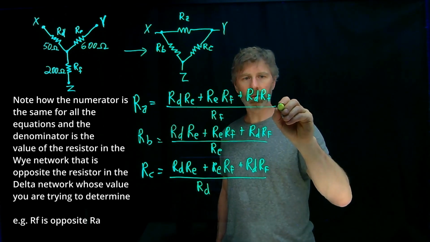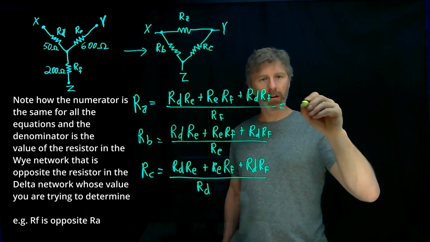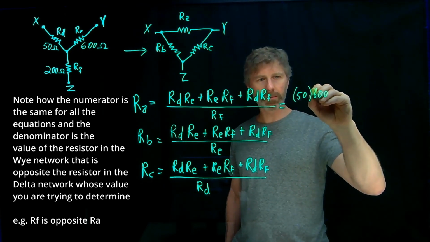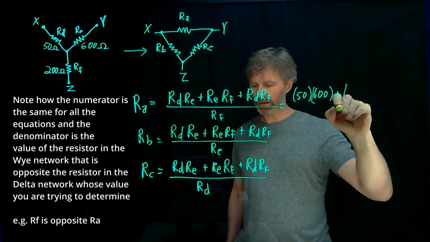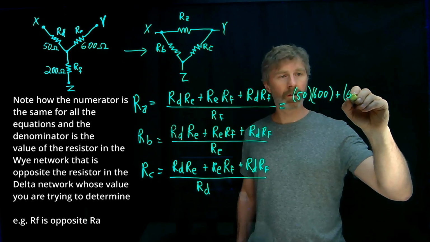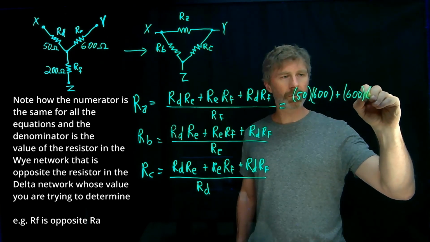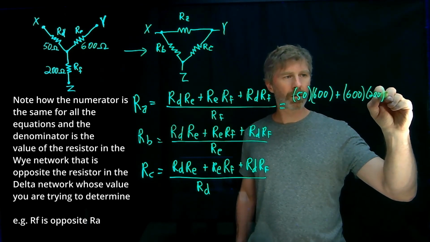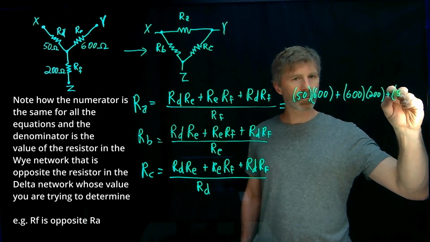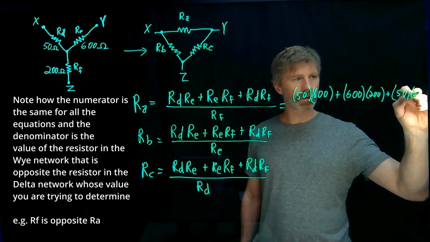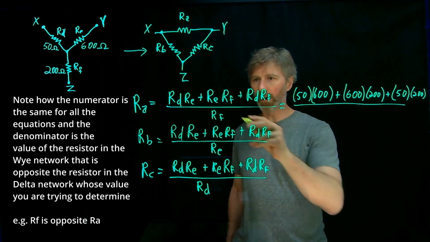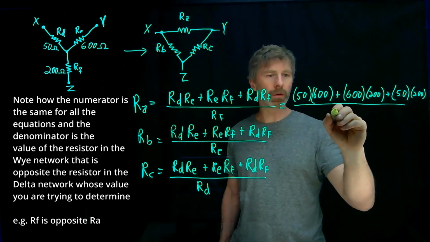And if we plug the numbers into the equation here, we'll get 50 times 600 plus 600 times 200 plus 50 times 200, all divided by RF, which has a value of 200.